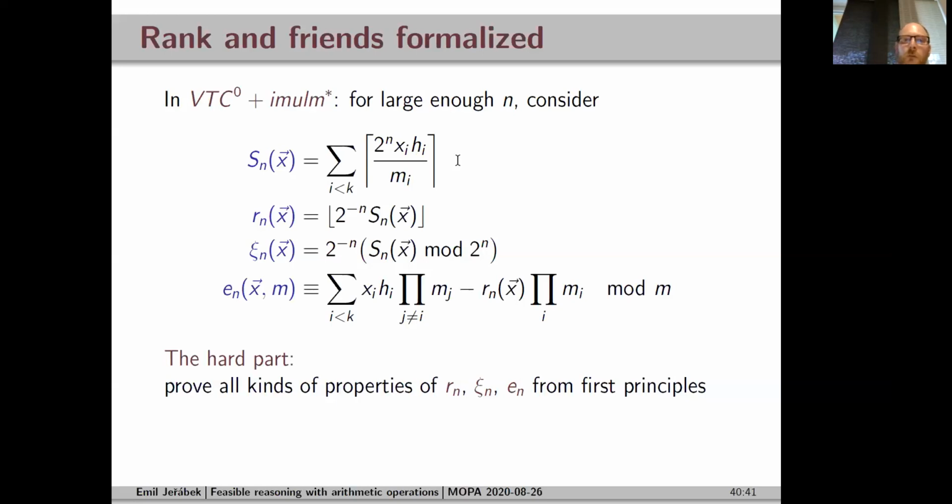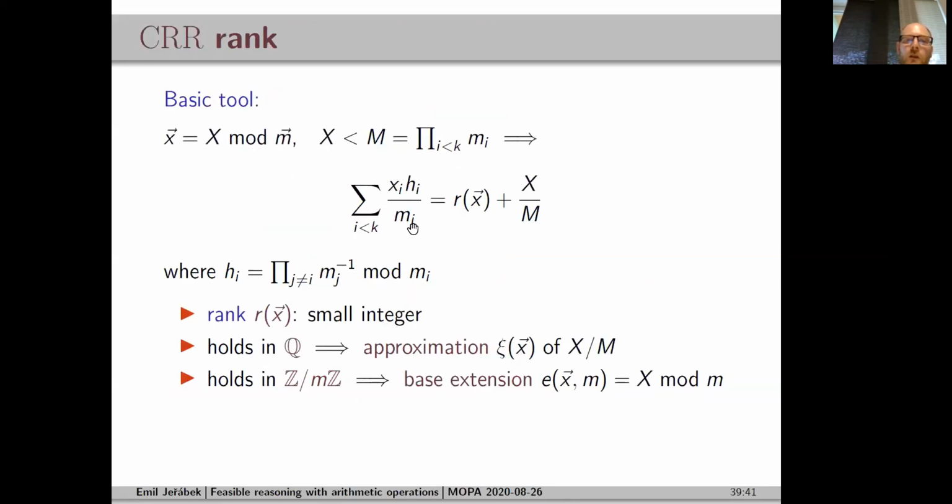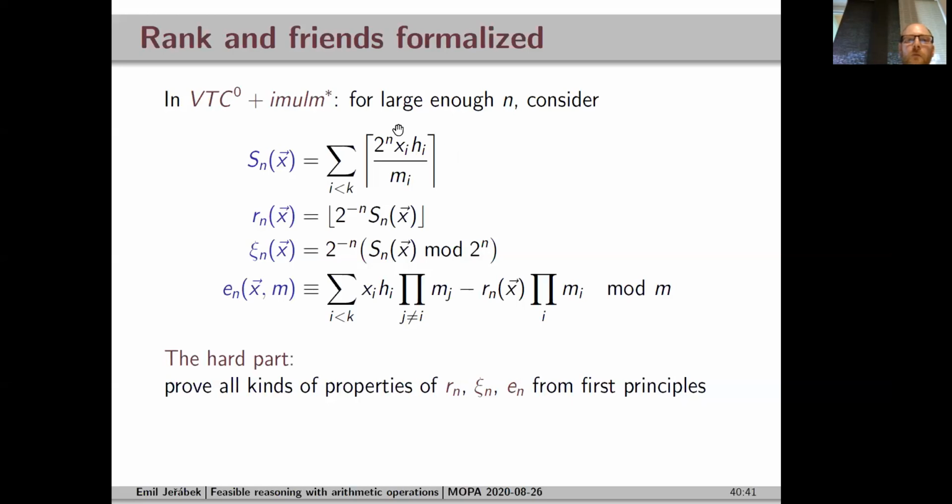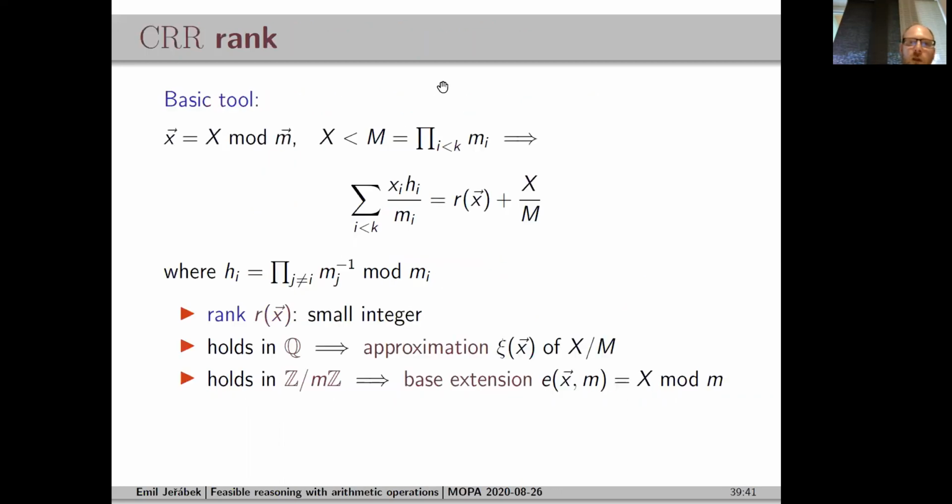So, for example, we approximate this sum here by this. We multiply everything by 2 to the n to get some precision. When we compute the division here and round it, we can actually divide by small primes using this axiom, and we sum it. And then this is an approximation of 2 to the n times the sum that we had here.